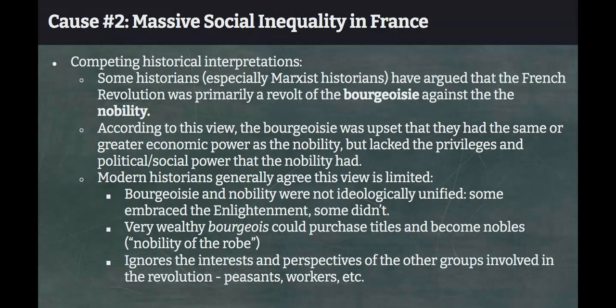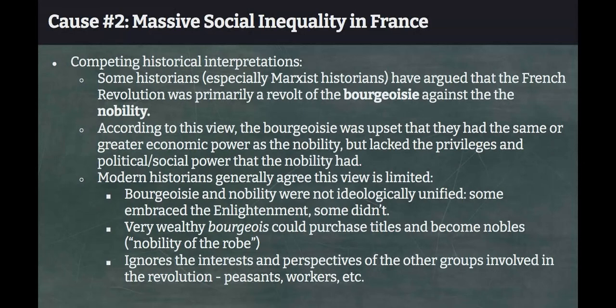So amongst all these different groups in France, they're like, actually, it was really just a fight between two groups. According to this view, the revolution was the product of the fact that the bourgeoisie was upset that they had the same or greater economic power than the nobility because they had a lot of money, but they didn't have the legal and political and social privileges that the nobility had, right? Let me say this, but modern historians don't actually embrace that view.